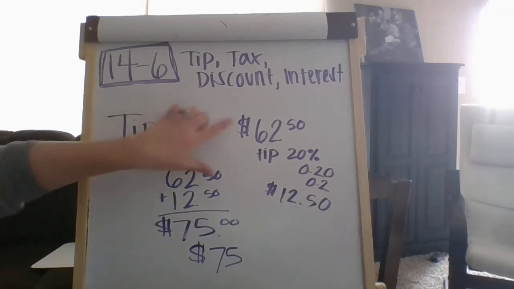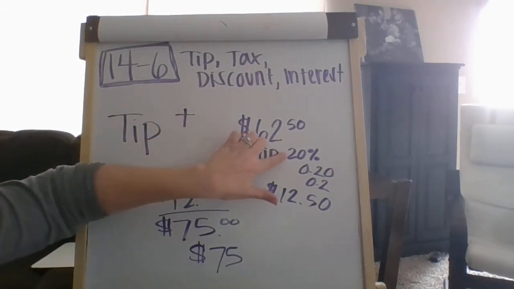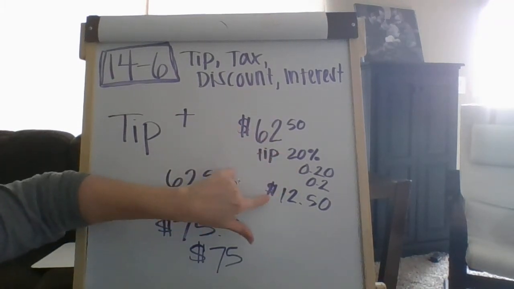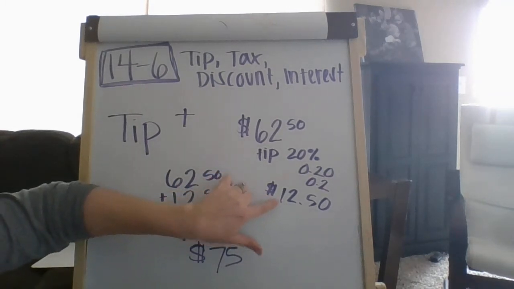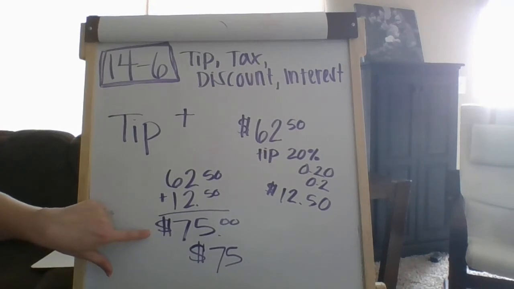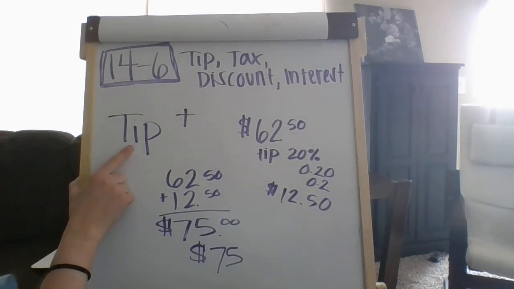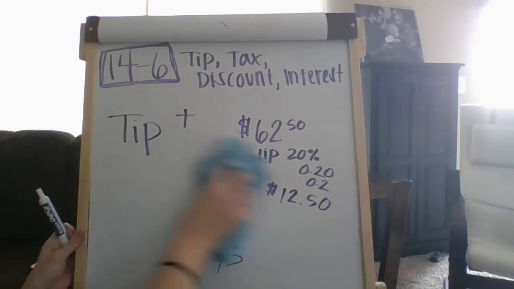So for a tip, we have our subtotal. We're going to multiply by our decimal form of 20%, and we get $12.50 as our tip. Once we have that, we're going to add it to our subtotal to find our total cost, which is going to be that $75. So that's when you're dealing with a tip. You're adding for that extra service that you're getting, whether that's waiter, waitressing service, whatever it may be.